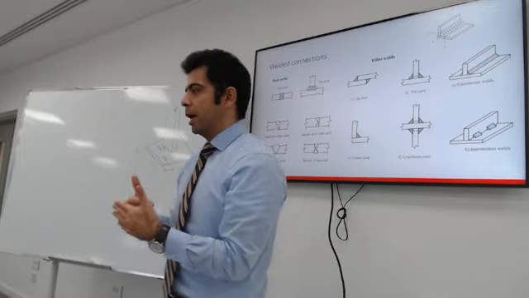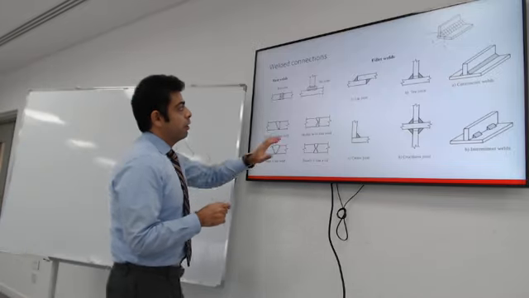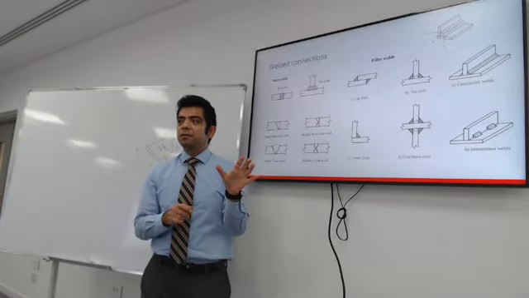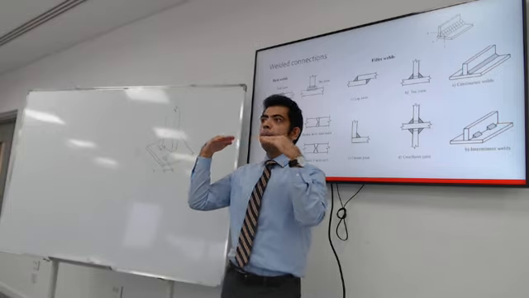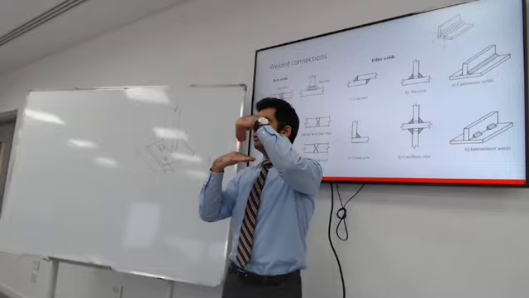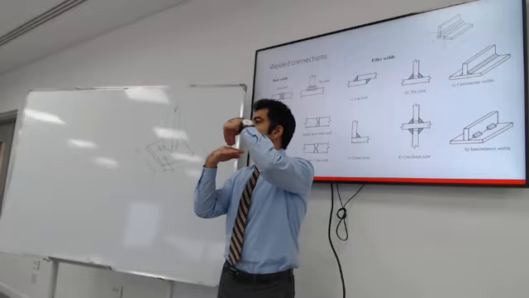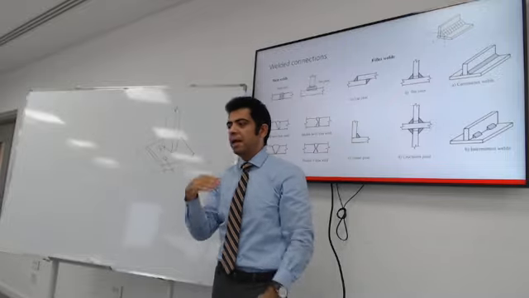So how do you weld different pieces together? These are the two main types of welds. You can weld two pieces head to head. This is usually called a butt weld. Or you can weld them at a 90-degree angle. This is called a fillet weld. Fillet weld, 90-degree. A butt weld is like head to head.